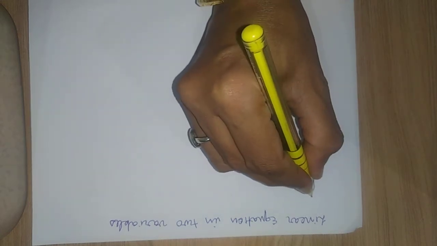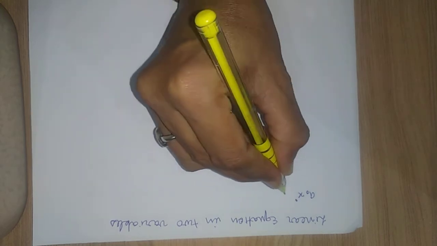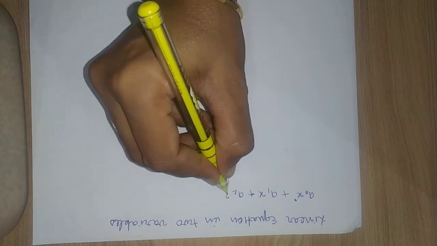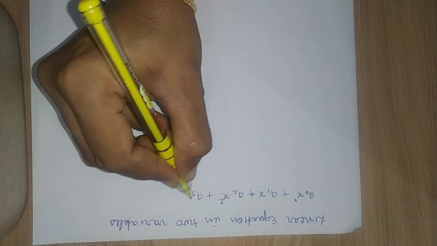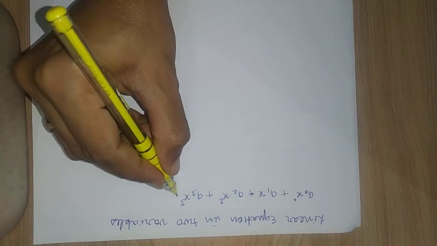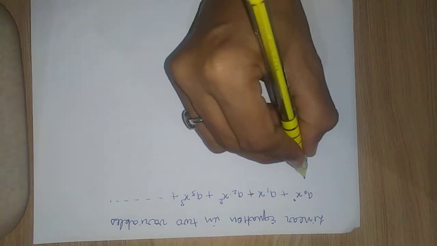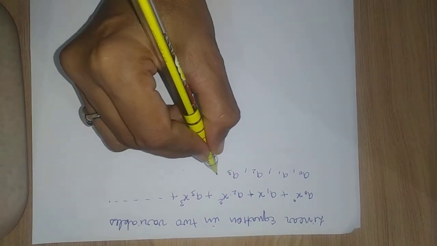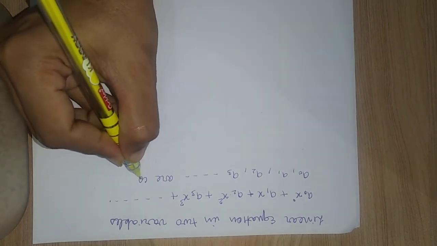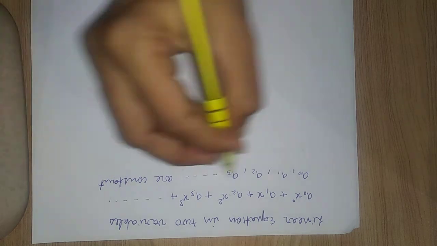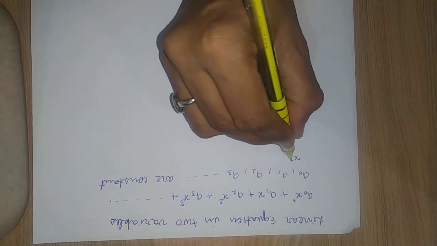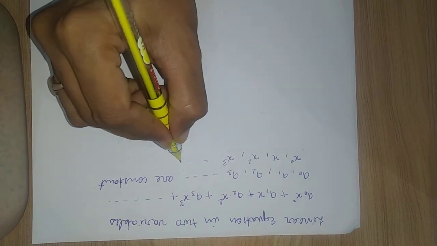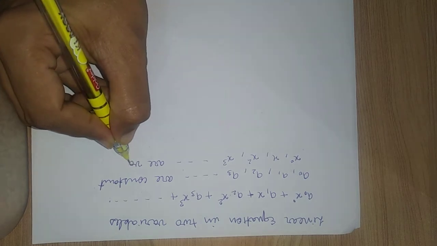Standard form of polynomial is a0 x raised to the power 0 plus a1 x raised to the power 1, or simply x, plus a2 x square plus a3 x raised to the power 3 plus so on. Here a0, a1, a2, a3 and so on are constants, while x raised to the power 0, x raised to the power 2, x raised to the power 3 and so on are variables.